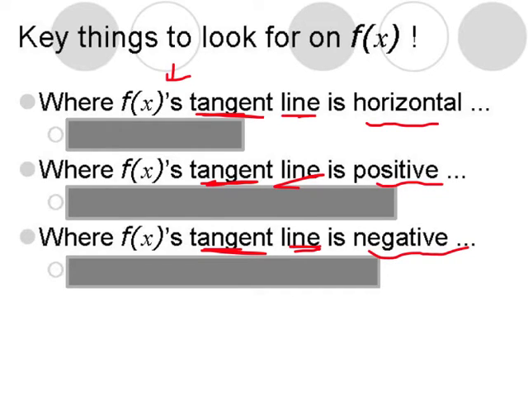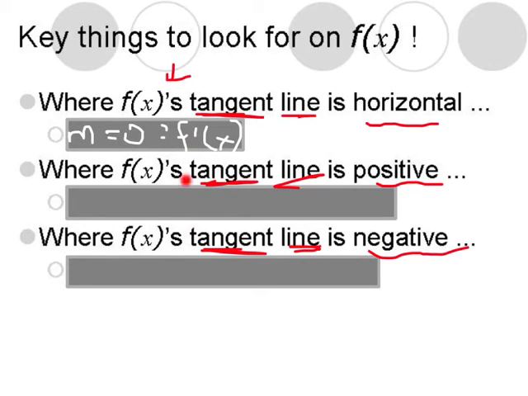So let's think about what is the slope of a horizontal line. The slope of a horizontal line is 0. Well, that's all a derivative is, right? It's the slope of a line. So if we were going to graph it, any place that the tangent line of f of x is horizontal, we're going to put basically an x-intercept on our graph of f prime of x.